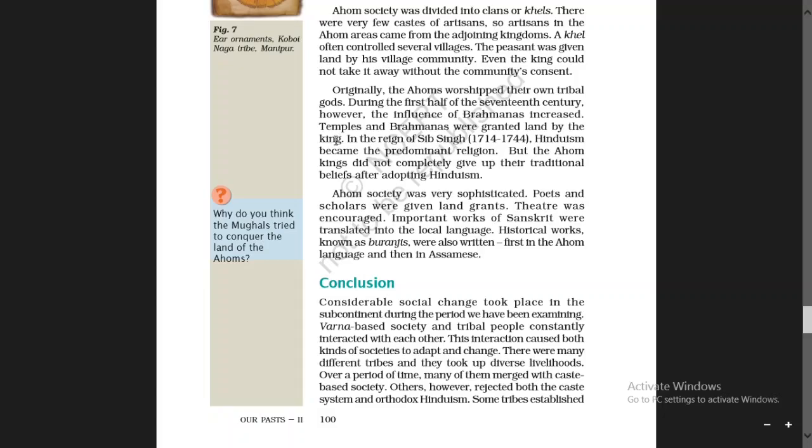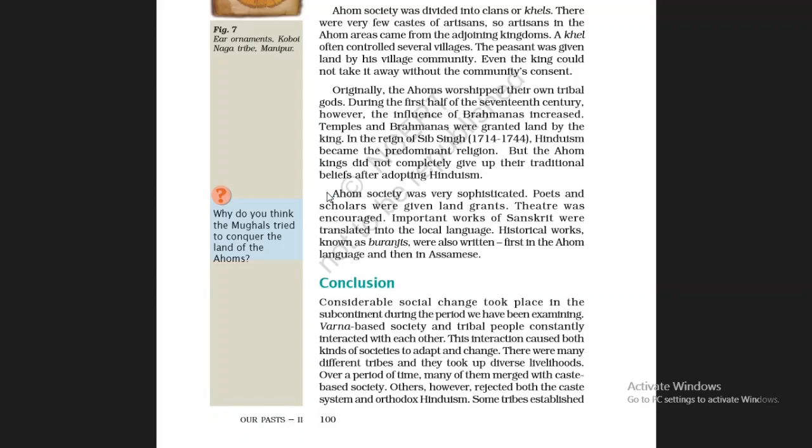In the reign of Shivsing, from 1714 to 1744, Hinduism became the predominant religion. It was the important religion at the time. But the Ahom kings did not completely give up their traditional beliefs, their traditional way of believing, after adopting Hinduism.